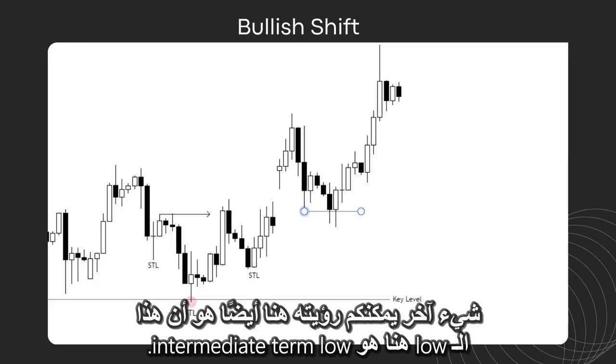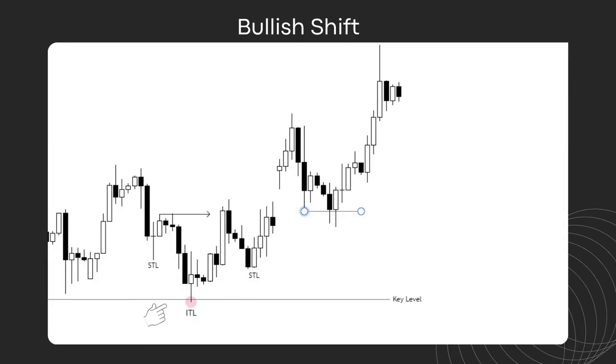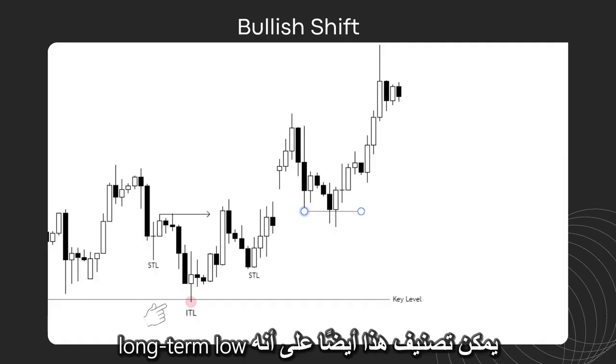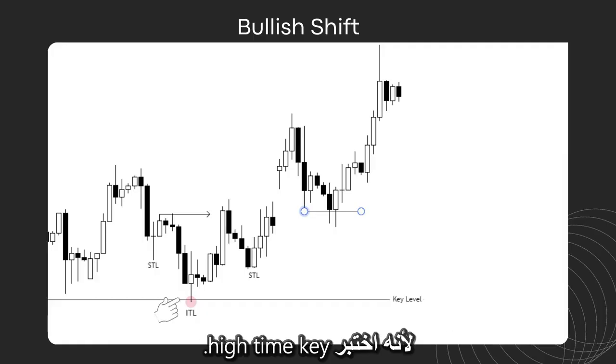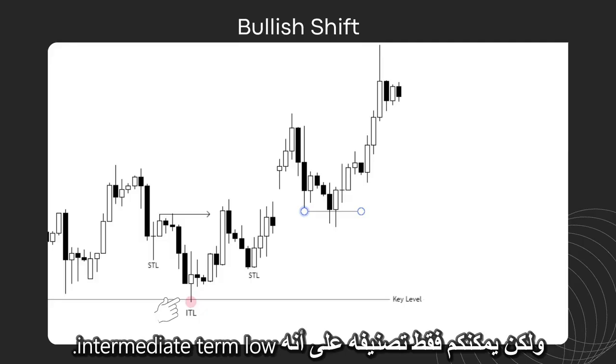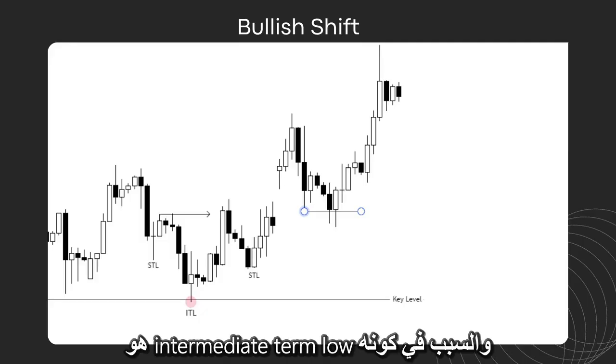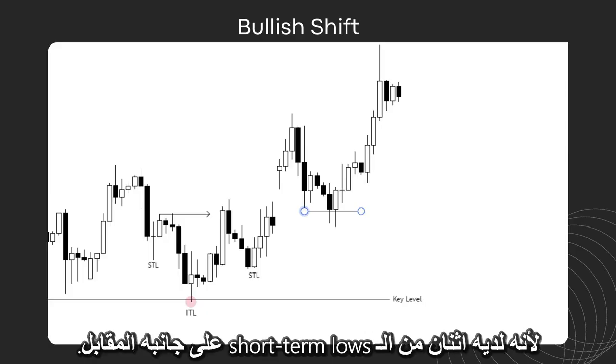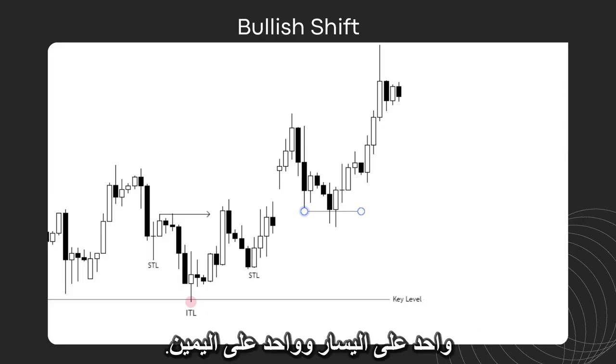Another thing you can also see right here is that this low is an intermediate term low. This can also be classified as a long-term low because it tested a higher time frame key level, but you can just classify it as an intermediate term low. The reason is that it has two short-term lows to its opposite side, one to its left and one to its right.